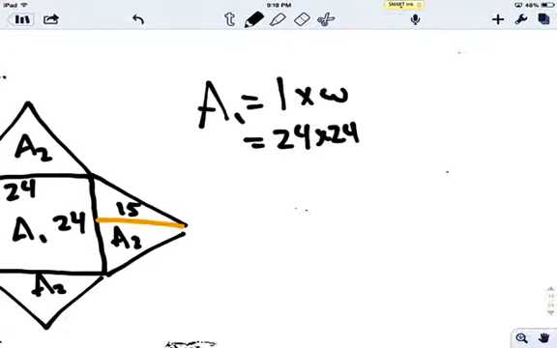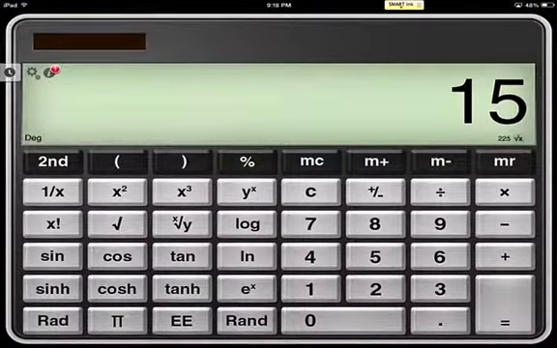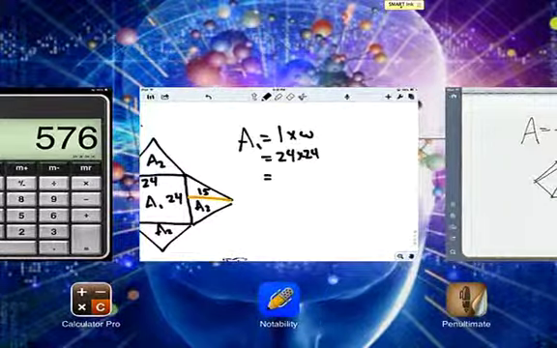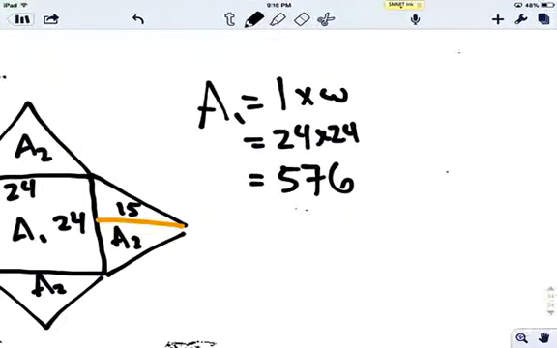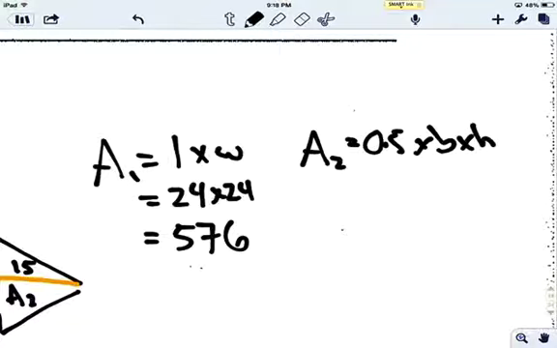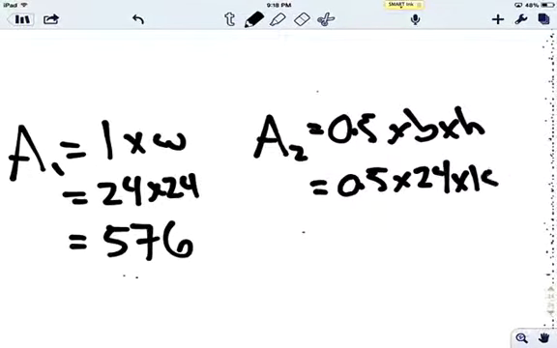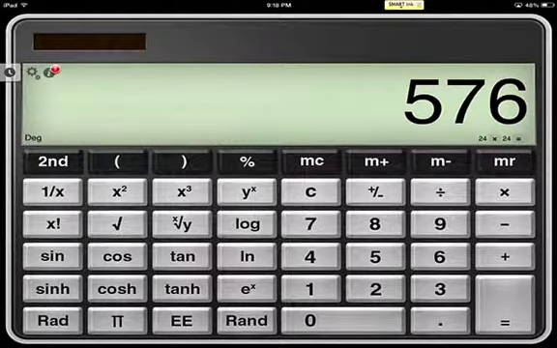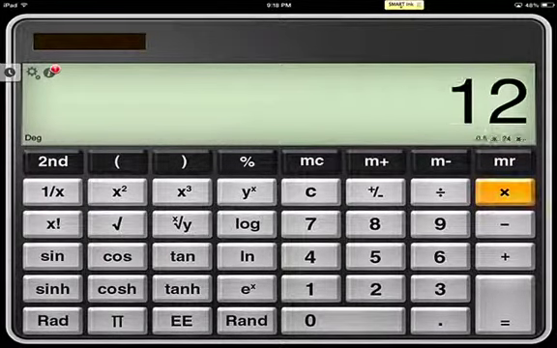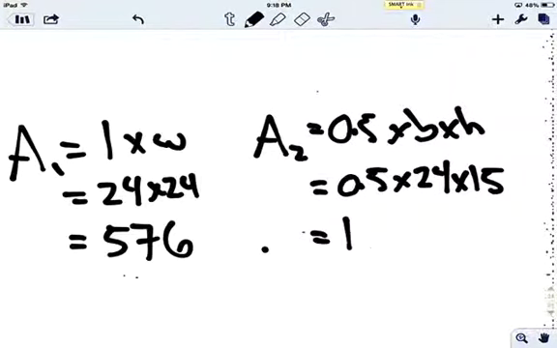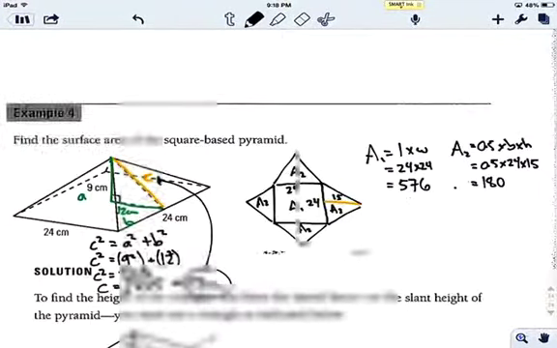Okay. Well, area 1's a rectangle essentially, so that's length times width. 24 by 24 is 576. Okay, and area 2 is a triangle, so that's half times base times height. So my half times my base is 24. My height's 15. So here's what we have. 0.5 times 24 times 15, 180. And our values here are centimeters squared, of course.